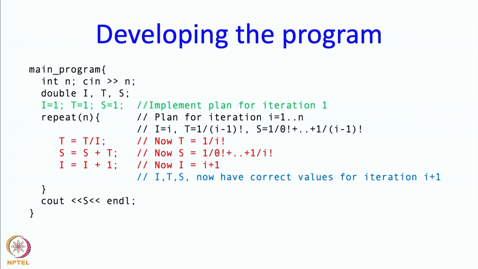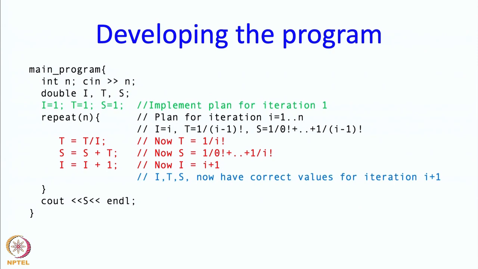Well, as you can see, capital T has the value 1 over I factorial now. In the next iteration, which is the I plus 1th iteration, it really should have this value. Then sum in the I plus 1th iteration should be the sum of all the terms from 1 over 0 factorial to 1 over I plus 1 minus 1 factorial, or 1 over I factorial. And that is exactly what we have here, as we have written down in that comment.